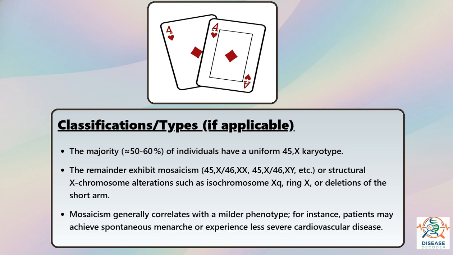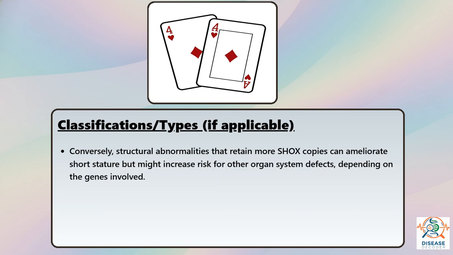Mosaicism generally correlates with a milder phenotype. For instance, patients may achieve spontaneous menarche or experience less severe cardiovascular disease. Conversely, structural abnormalities that retain more SHOX copies can ameliorate short stature, but might increase risk for other organ system defects, depending on the genes involved.